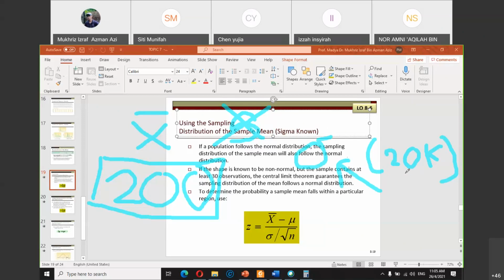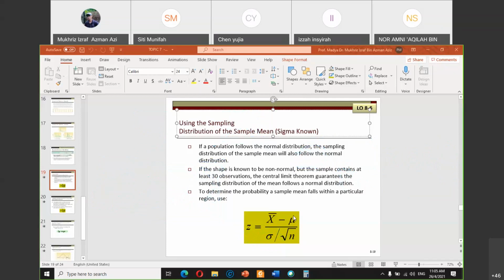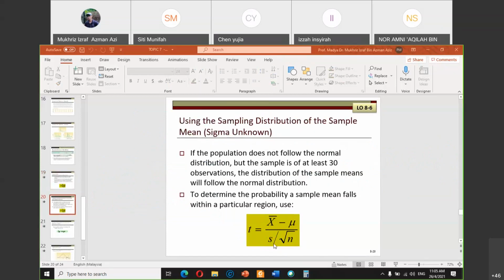Okay, so if you know the standard deviation of the population, then use it. Under this assumption, if you know the standard deviation of the population, you are going to use the Z distribution. But if you do not know the standard deviation of the population, then you need to use the standard deviation calculated from the sample itself.